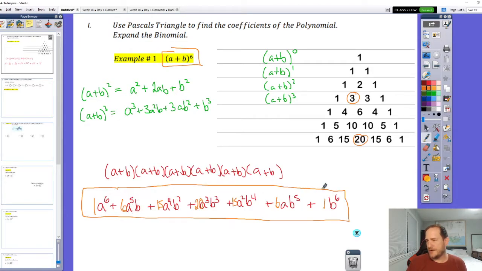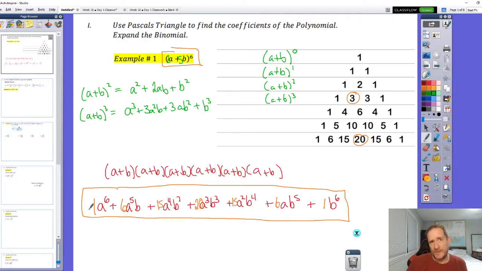Problem is, this all goes to heck when you have a higher power, because we're not going to want to keep building rows of Pascal's triangle. It also goes to heck when you have coefficients. What if this was 2a plus 5b, then suddenly every a term has an extra factor of 2 in it. And that factor of 2 would be raised to the 6th.